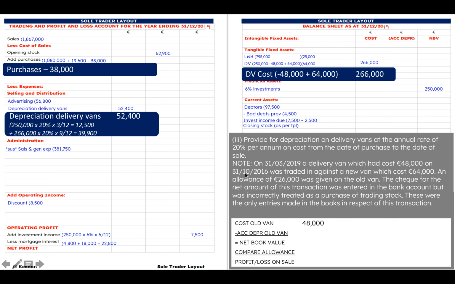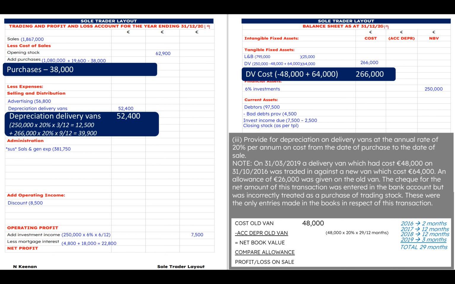If we look here, we bought it on the 31st of the 10th, 2016, and we sold it on the 31st of the 3rd, 2019. In 2016, we didn't have it for the 10th month, we only bought it at the end of the 10th month. So we only had it for the 11th and the 12th. So that's 2 months of 2016, 12 months of 2017, 12 months of 2018, and then 3 months of 2019. So altogether, that is 29 months.